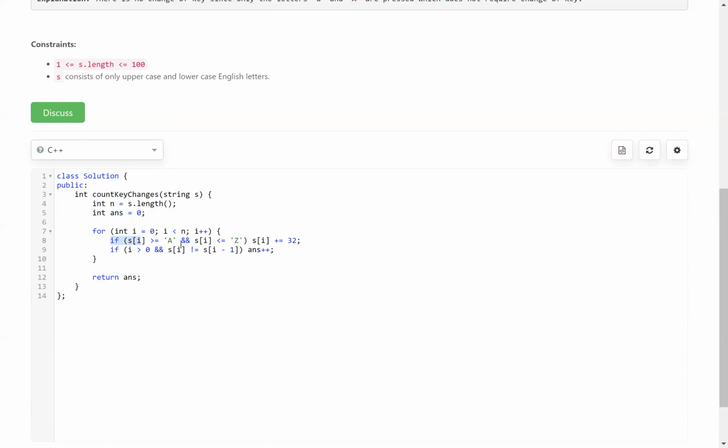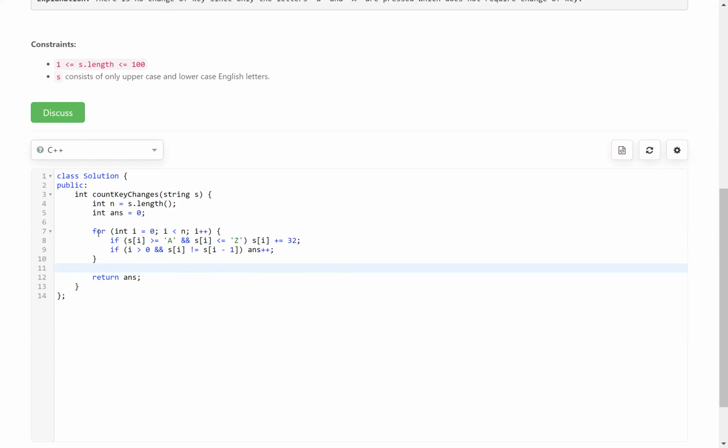Just in case you don't know about ASCII values, I would suggest you search about ASCII values once, and maybe you can check out how to convert an uppercase character into a lowercase character. Just search about this on the internet, and you would understand how we are doing this here.